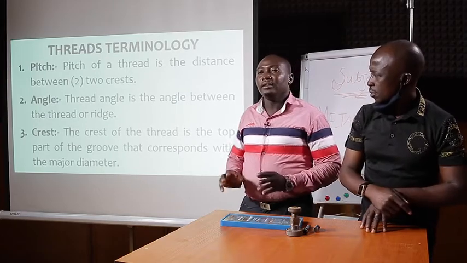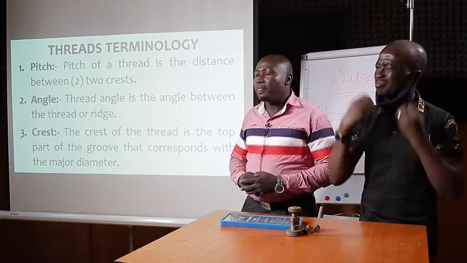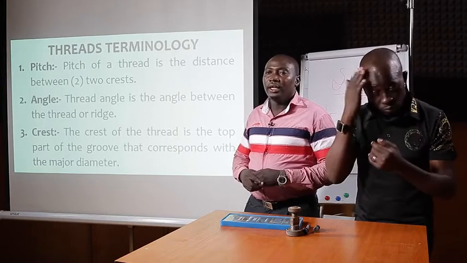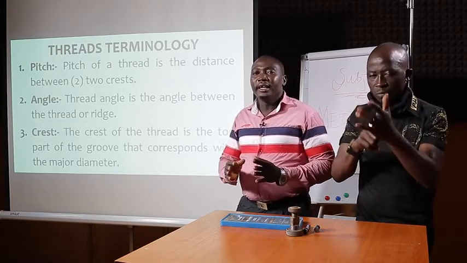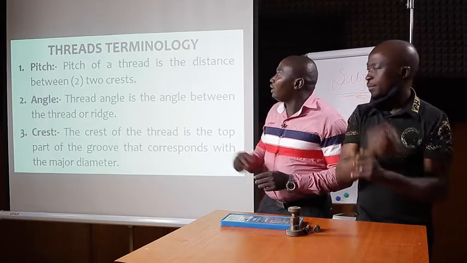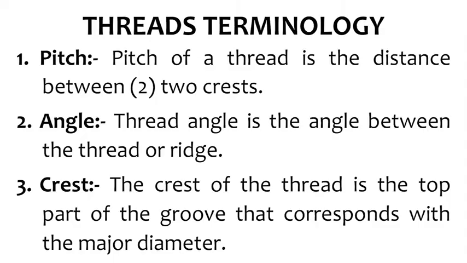Now there are so many terminologies that we need to know in trying to identify a screw thread. Number one, we have the pitch. The pitch of a thread is the distance between two crests. We have what we call the thread angle, which is the angle between the threads or the ridges.